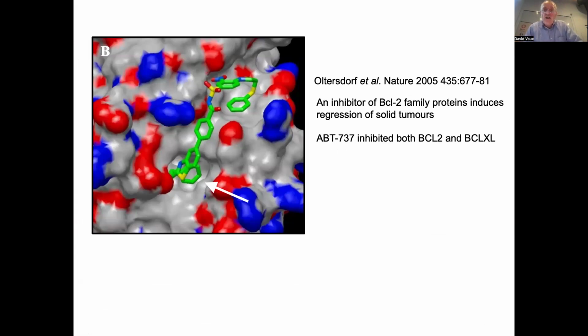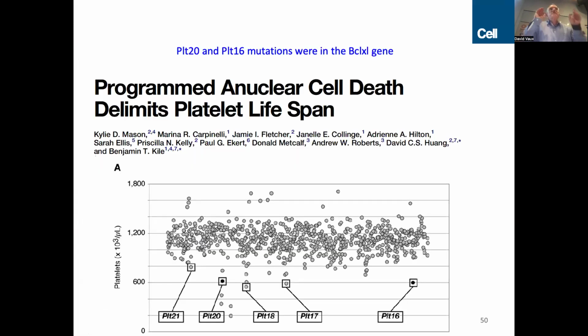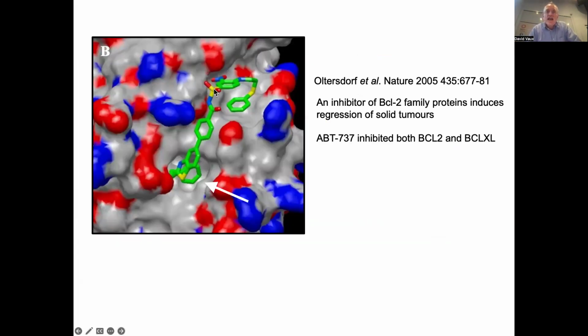Now, it turned out, and this was some of the beauty of the work done at the Walter and Eliza Hall Institute, they were interested in what regulates platelet numbers. And they generated a lot of mutant mouse lines that had abnormal numbers of platelets. And it turned out some of the mutant mice had mutations in the BCL-XL gene. BCL-XL is a BCL2-like protein that turned out to regulate platelet survival. And as I mentioned before, this drug that Abbott had developed inhibits BCL-XL as well as BCL2.